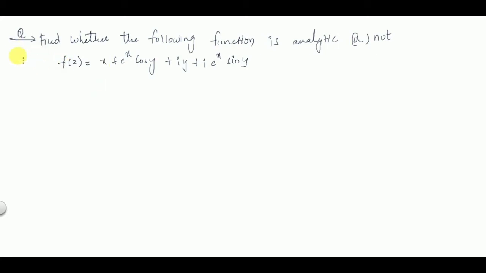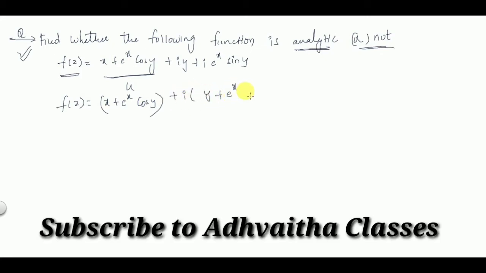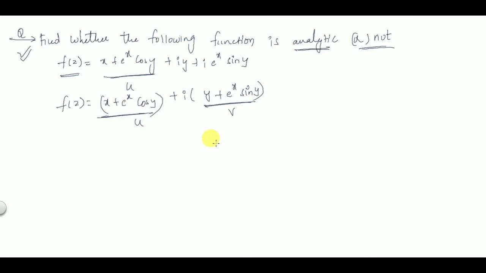So next we'll see one more question on analyticity. Okay, so he has given the following function f of z and asked you to find whether the given function is analytic or not. So the real part we are considering as u and the imaginary part as v. So I'll rewrite that f of z is equal to x plus e power x into cos y plus, if you take i common, y plus e power x into sin y. Okay, so this first part is u and this imaginary part is v.